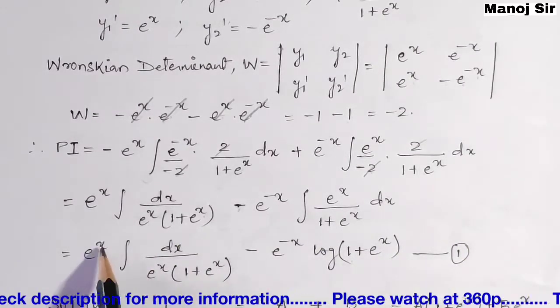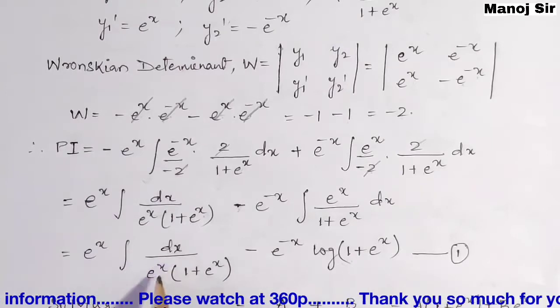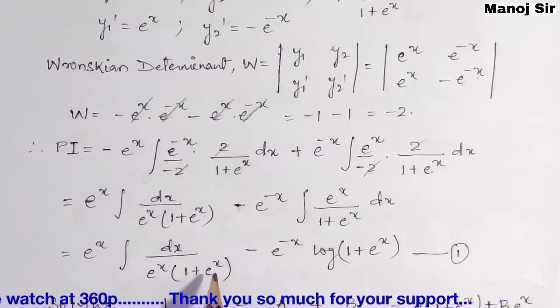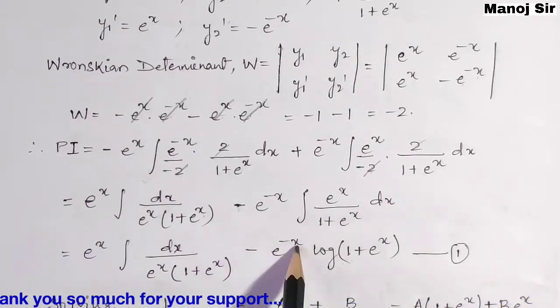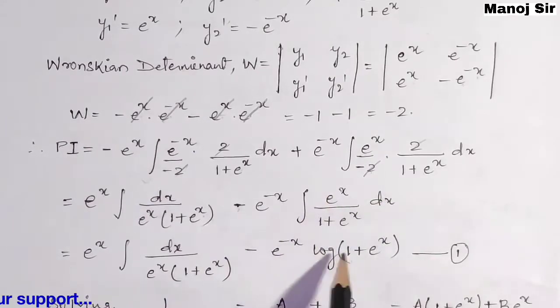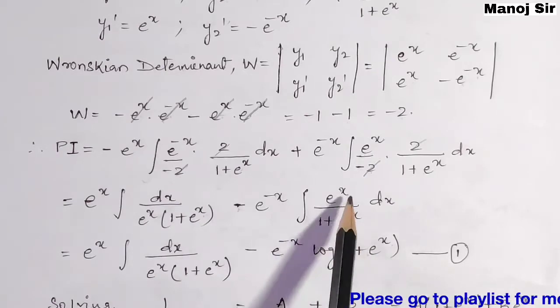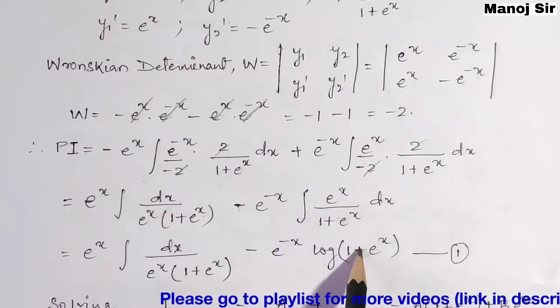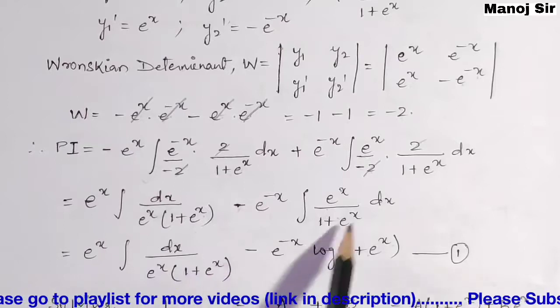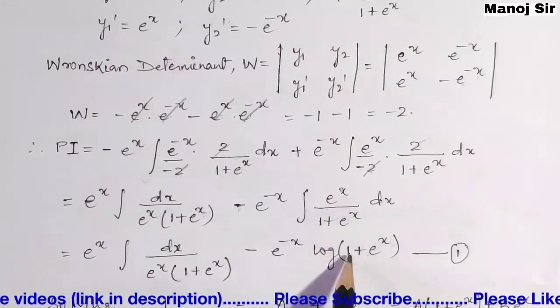In the next step, e to the power x is as it is, integration dx upon e to the power x into 1 plus e to the power x, minus e to the power minus x as it is. What is this? This is log 1 plus e to the power x. If you find the differentiation of this part, you will get this. If you find the integration of this part, you will get this. So on integrating this, we will get this part, that is log 1 plus e to the power x.